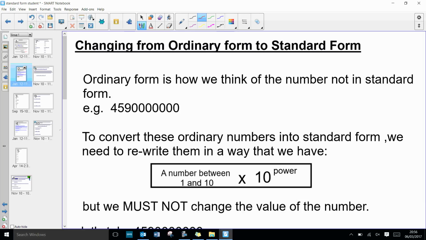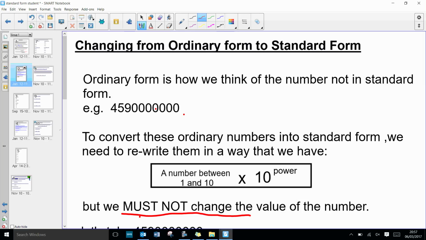So here's a big number. 4,590,000,000. So we've got 1, 2, 3, 4, 5, 6 zeros, 7 zeros. So that's 4,590 million. Okay, it's a massive number. We don't have to write all those zeros, so we're going to try and write it in a slightly different way. Now, the important thing is we must not change the value of the number. It has to still represent this same amount.